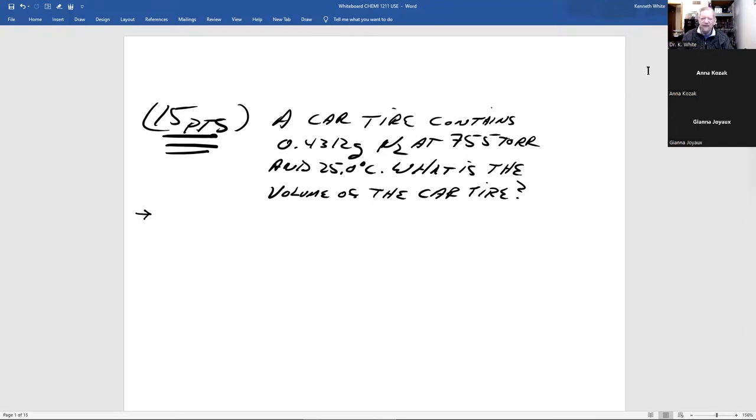Let me try something. Nope, it only does that at the bottom.